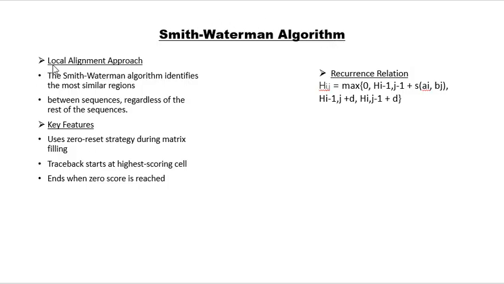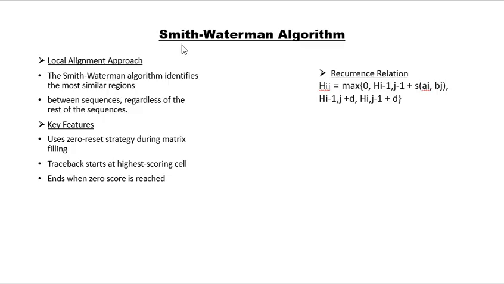The Smith-Waterman algorithm identifies the most similar region between sequences regardless of the length of the sequences. What are the key features? It uses a zero reset strategy during matrix filling. Traceback starts from the highest scoring cell and ends when a zero score is reached, and there is a recurrence relation for how to compute the score of each cell.